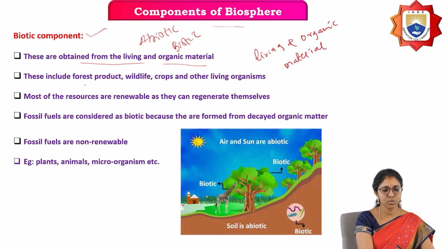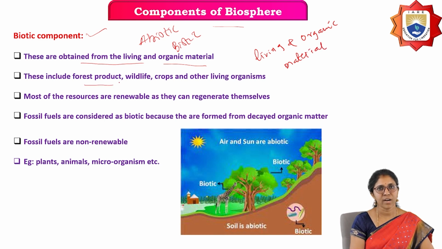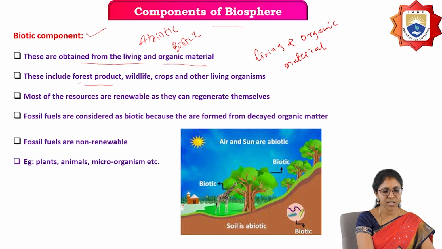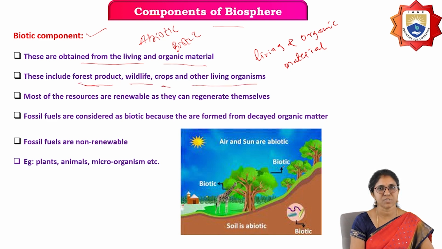These include forest products and wildlife. So these biotic components include forests, wildlife, crops, and other living organisms. Most of these resources are renewable as they can regenerate themselves. Those sources are called renewable resources.